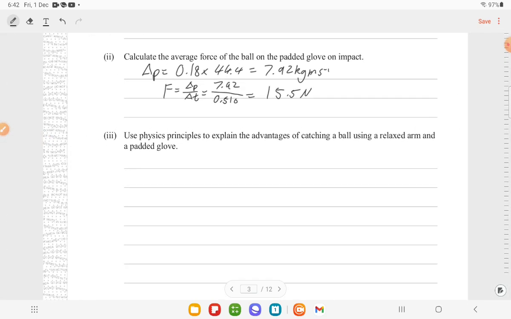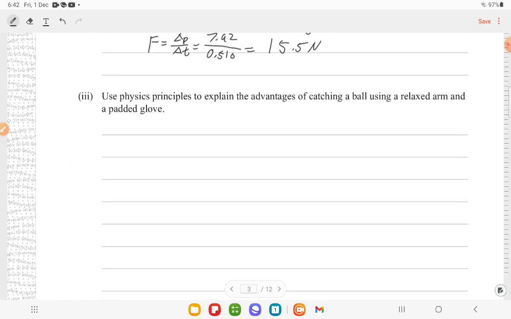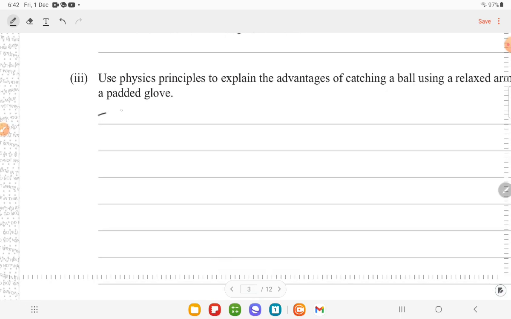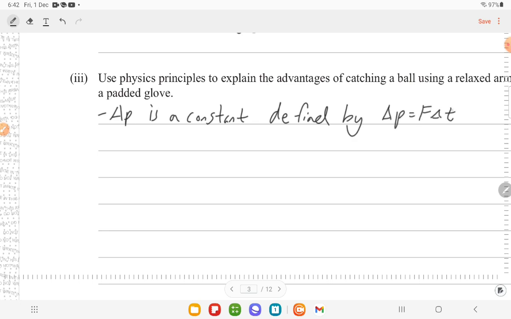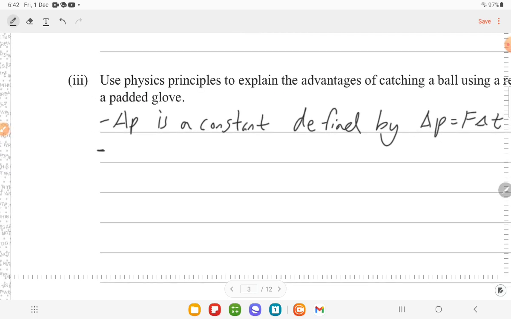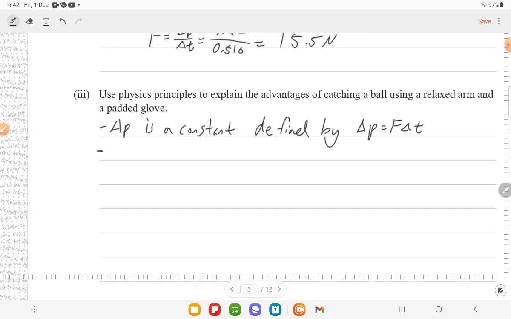Use physics principles to explain the advantages of catching a ball using a relaxed arm and a padded glove. So basically, I'll bullet point this. Change in momentum is a constant defined by change in p equal to force times change in time. A relaxed arm will give more time. Having a relaxed arm means there's more give while it catches. So there's a bit of a dilution of force as you catch it.